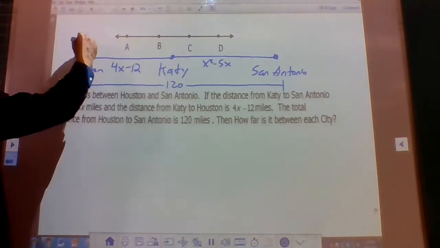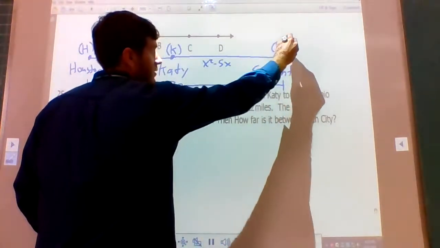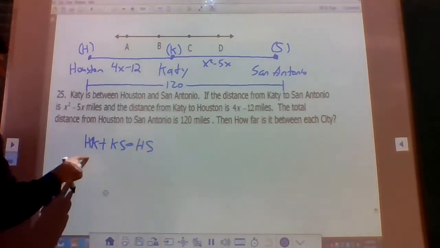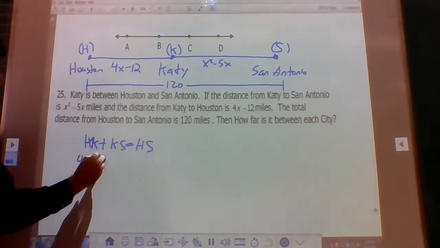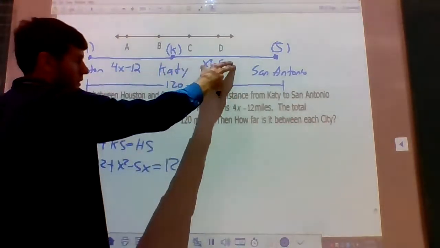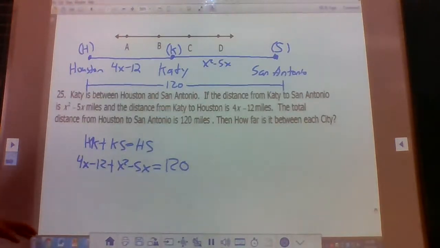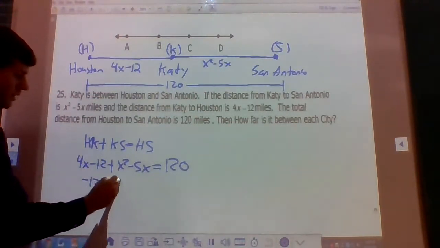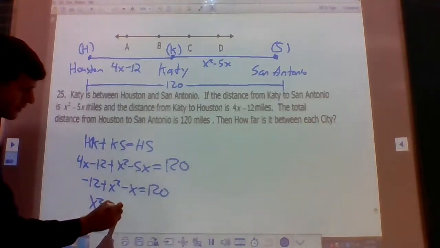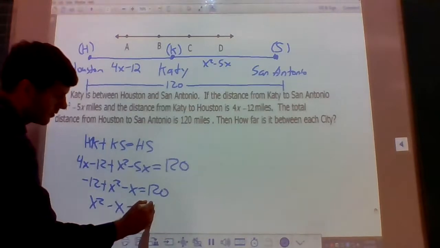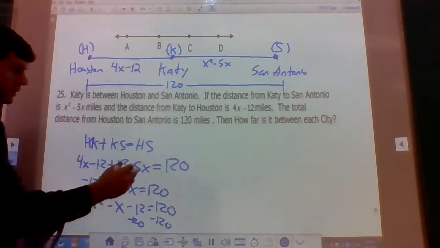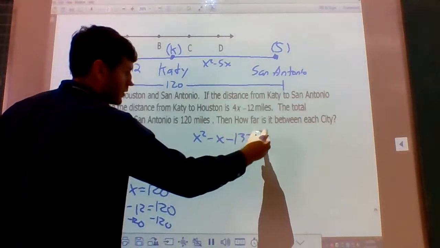So if I call this H, K, and S, we're going to have HK plus KS equals HS. HK is 4x minus 12. KS is x squared minus 5x, and HS is 120. 4x minus 12 plus x squared minus 5x is 120. Let's combine like terms. So x squared minus x minus 12 equals 120. And I'm going to subtract 120 from both sides. So we get x squared minus x minus 132 equals 0.